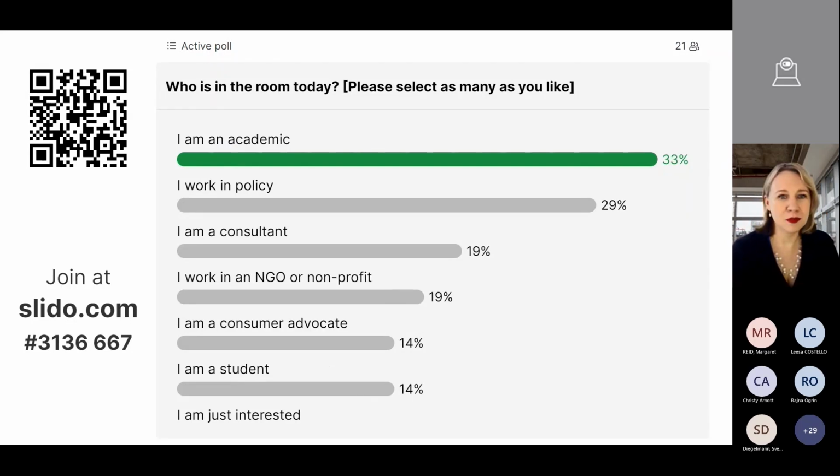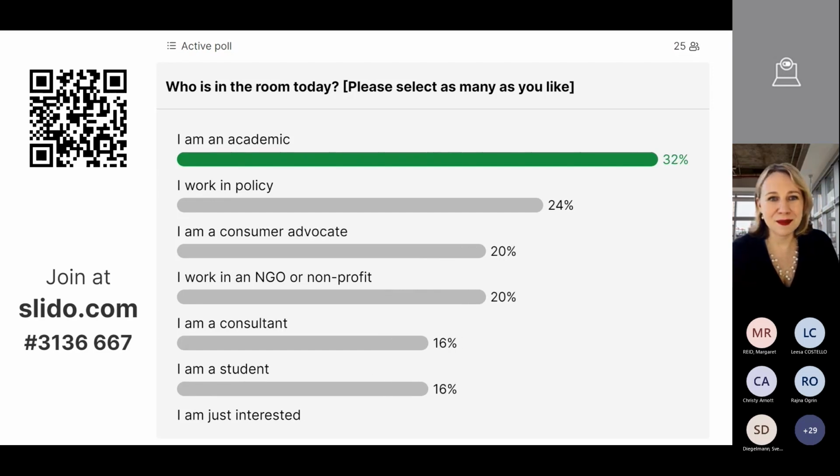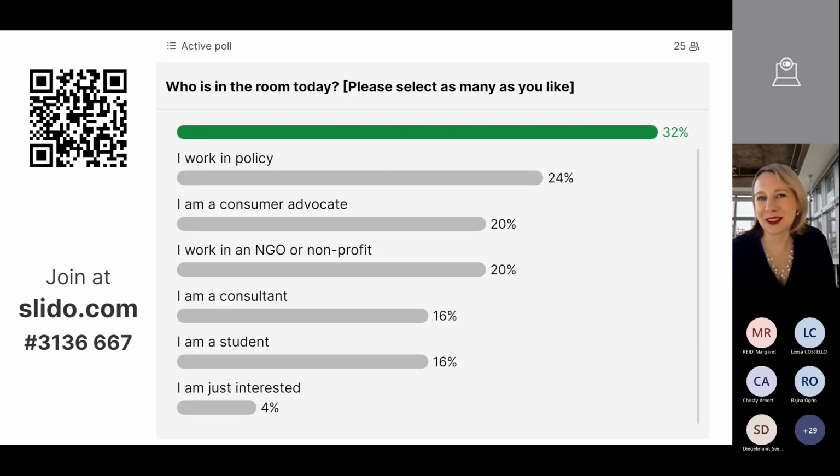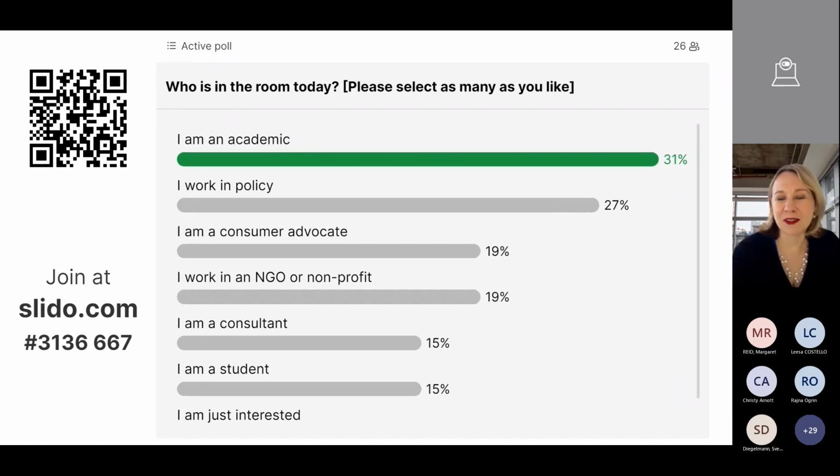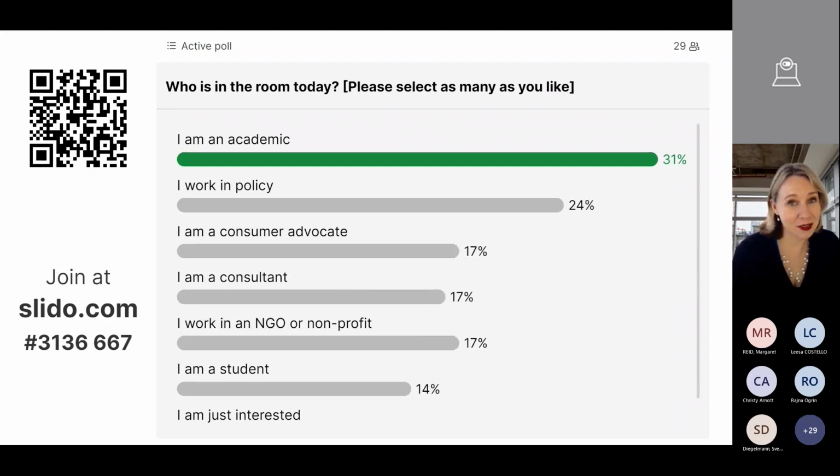I think we have most people now. And we've got a really great mix in the room. That's awesome. So we have academics, we have policymakers, we have advocates, we have NGOs, we have consultants, we have students, and we have people who are just coming along because they're interested as well. So that's great. I bet everyone's sitting there very relieved at the moment that I didn't want to go around the room and do an icebreaker. But we still can if anyone wants to do one.